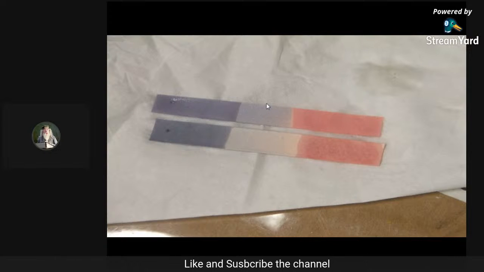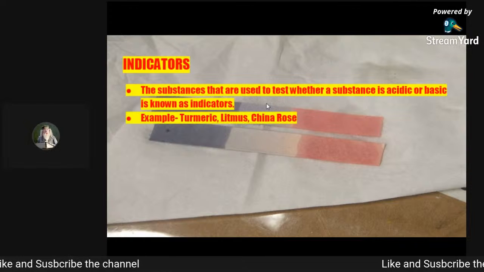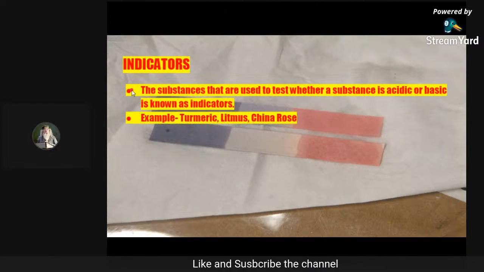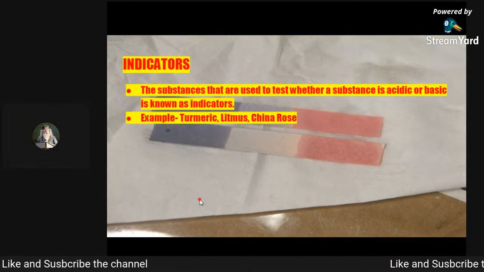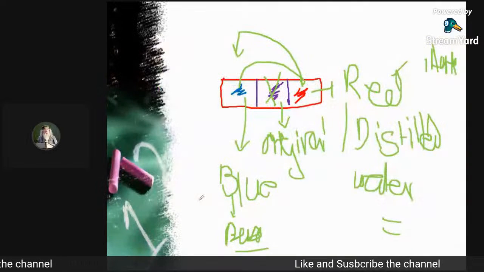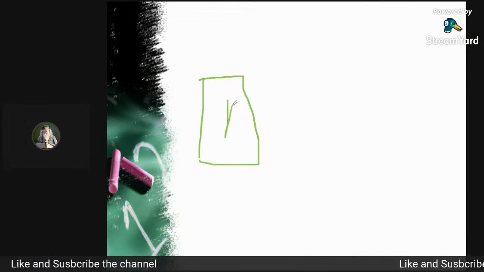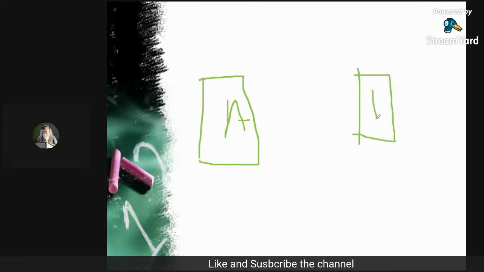Okay, so let us read. What are indicators? The substance that we just now listened to is an indicator. If we place the red litmus in a solution which is an acid, we'll see it with an example so that you understand better. Suppose this is a solution, termed as A, and this is a solution that is termed as B.